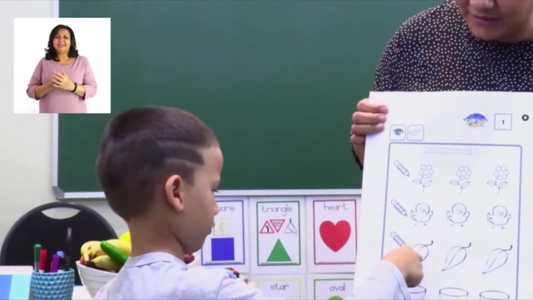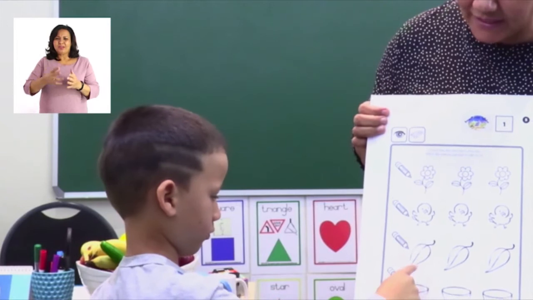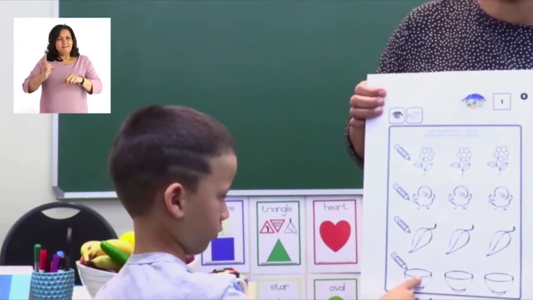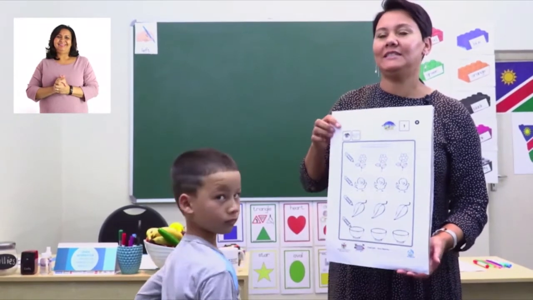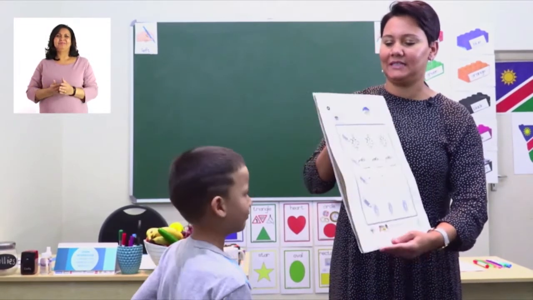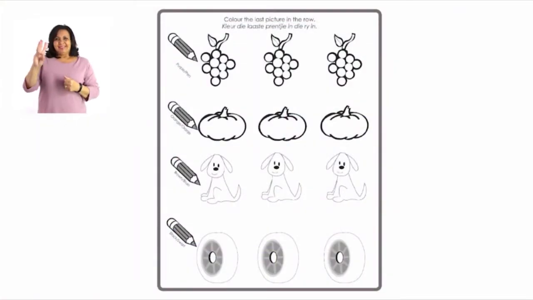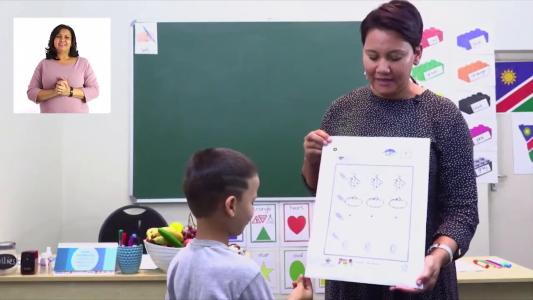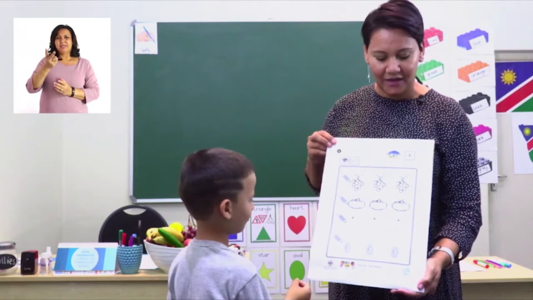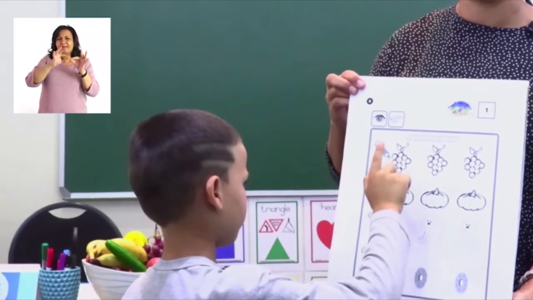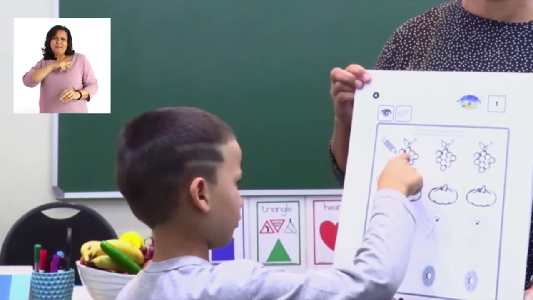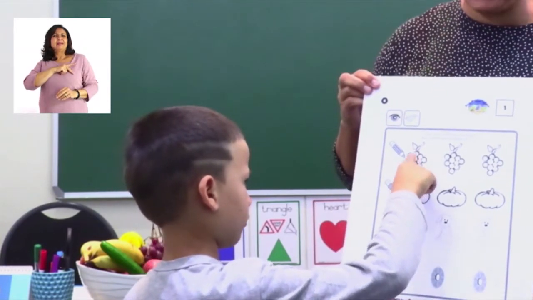And now let's look at the bowl. Let's color the first bowl blue. Well done, friend. And now let's turn to page 6. When we look at page 6, let's color the last bunch of grapes purple. Let's color it purple. Yes, friend, that's the last bunch of grapes.